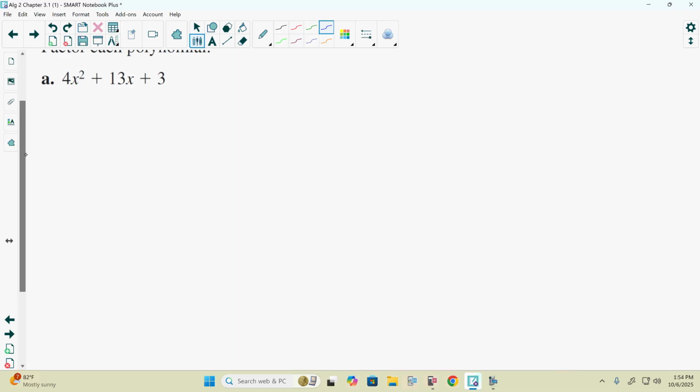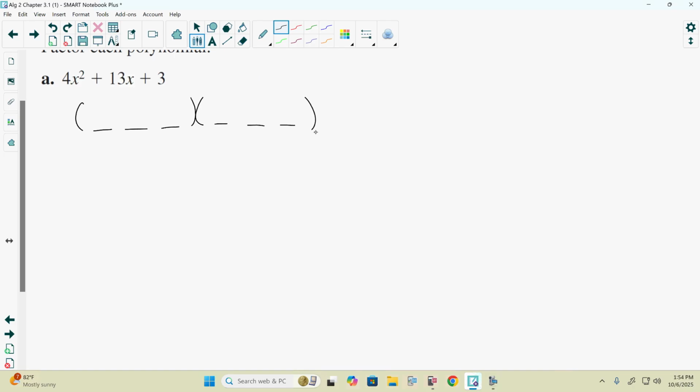4x squared plus 13x plus 3. Is there a greatest common factor between 4, 13, and 3? No, because the only numbers that go into 4 are 1, 2, and 4. 1 doesn't really matter for greatest common factor. 2 and 4 doesn't divide into all 3. And since the first term is positive, we don't have to worry about negatives. So we can just move on to step 2.